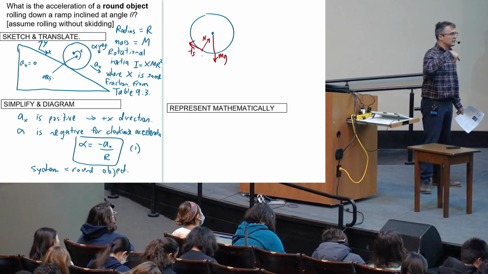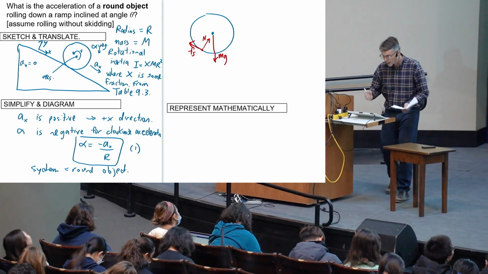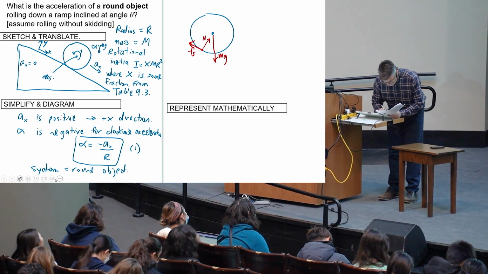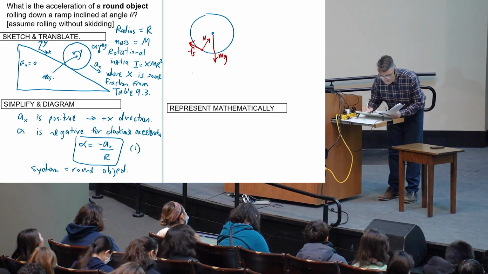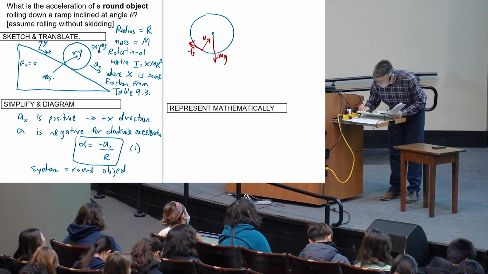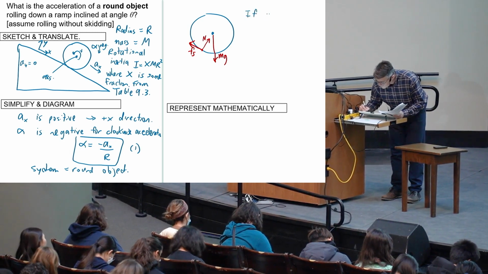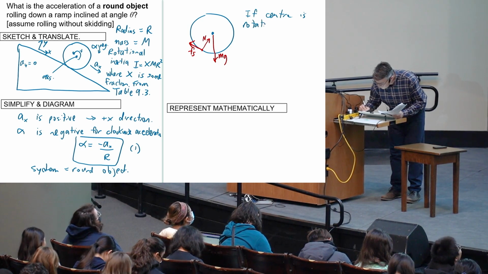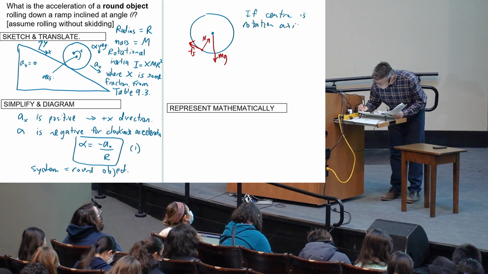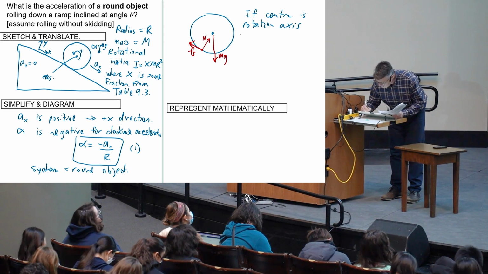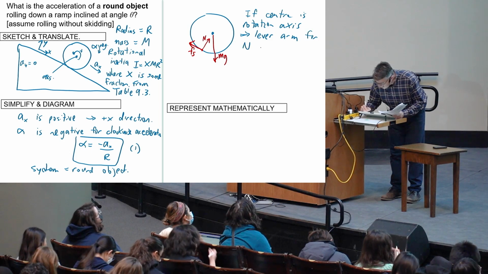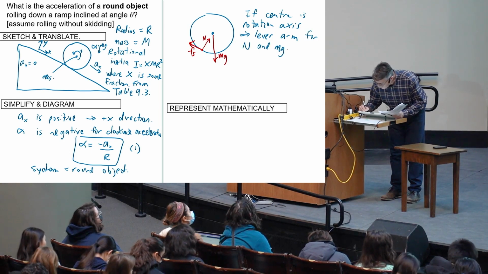And the other thing is that the whole thing's going to rotate counterclockwise, so I think static friction is what's providing the torque here. Okay, let's go back to blue here. So if the center is the rotation axis, as I've defined it here, it's kind of weird because the rotation axis is moving, but that's okay. The lever arm for N and mg are 0.